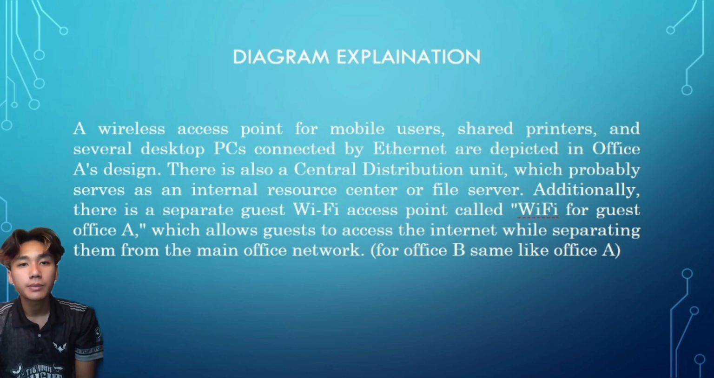Additionally, there is a separate guest Wi-Fi access point called Wi-Fi for Guest Office A, which allows guests to access the internet while separating them from the main office network. Office B is the same as Office A.